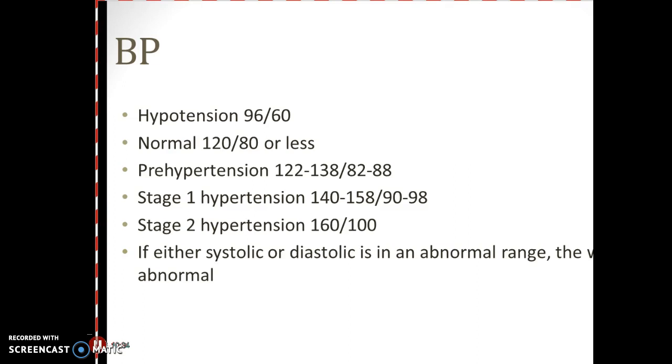So the prehypertension up to 138/88, stage 1 hypertension 140/90 and higher, and stage 2 hypertension 160/110, and then as high as that's going to get. And again, if one number is off, the whole blood pressure is off.